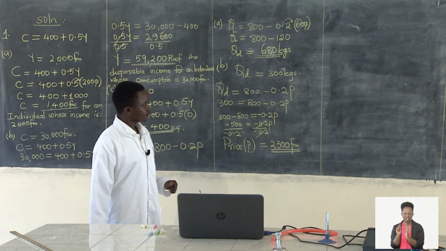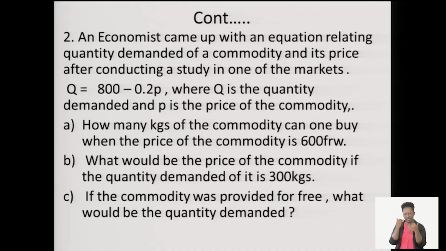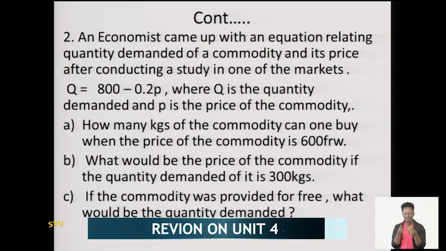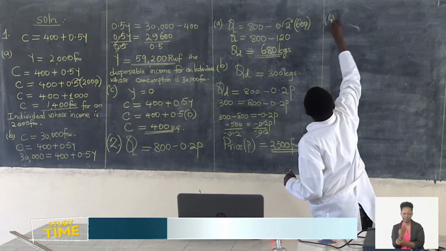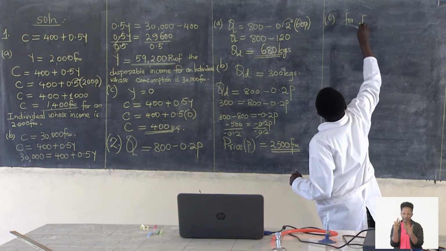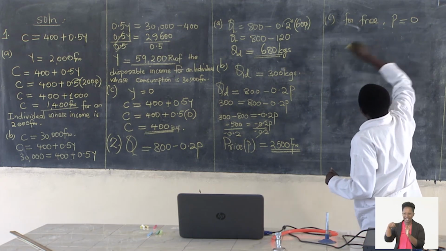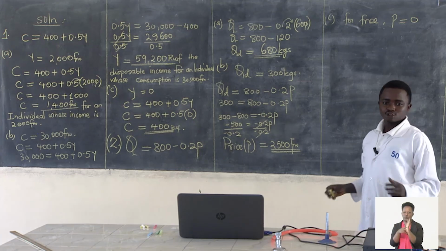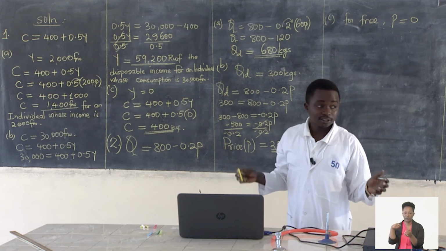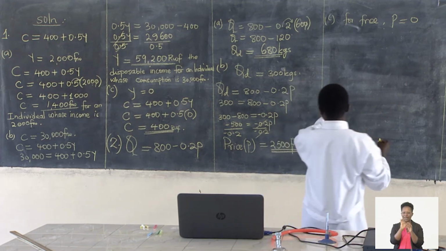So that's part B. Then we can look at part C. If the commodity was provided for free, what would be the quantity demanded? So if it was given for free, that means the price is 0. There was no price charged. Price is 0, because it was given for free.